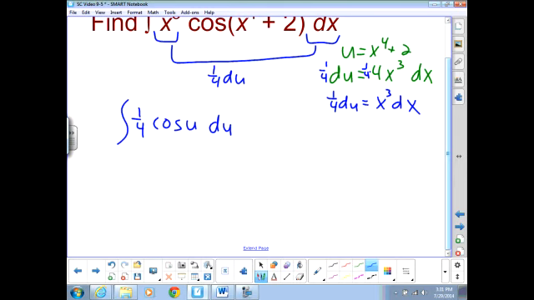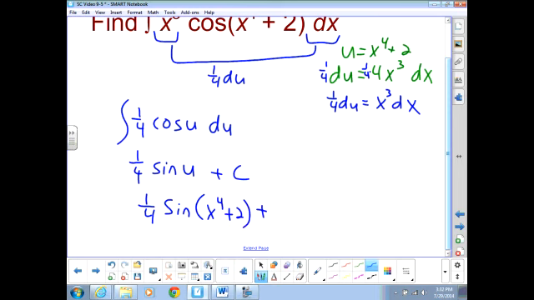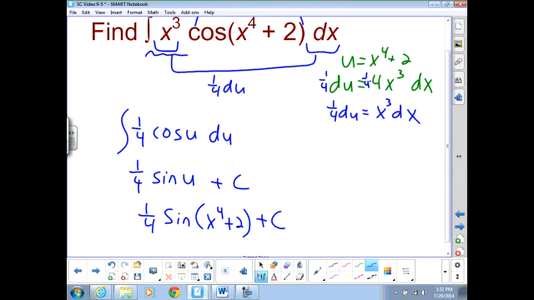Antiderivative of cos is just sine, so we'll have 1/4 sine u. Don't forget the plus c on the end. And then we need to re-sub in for u what it was originally. So we'll have 1/4 sine of x to the fourth plus 2 plus c. If we did our derivative, derivative of sine is cos. Keep the x to the fourth plus 2 the same. Derivative of x to the fourth plus 2 would be 4x cubed, and the 4x cubed times the 1/4 out front would give us just the plain old x cubed that we had originally.